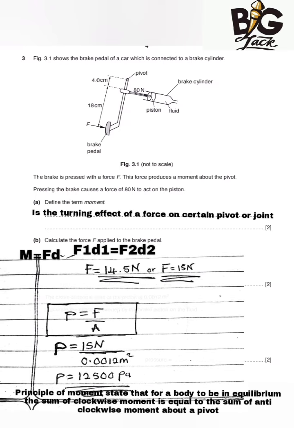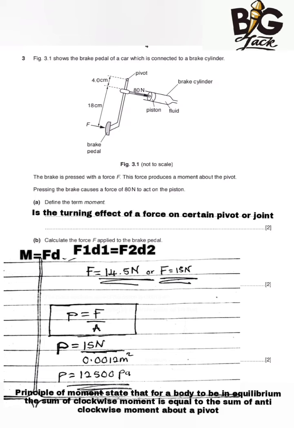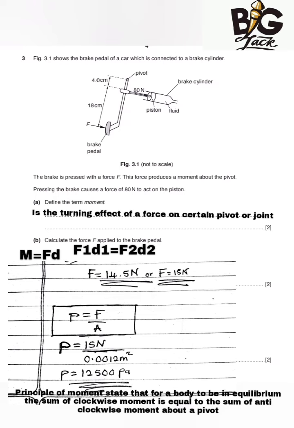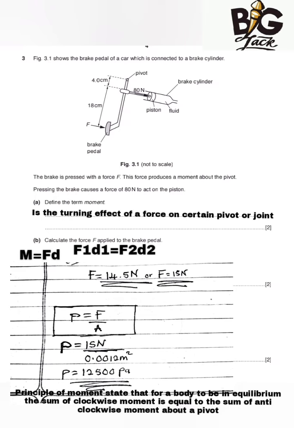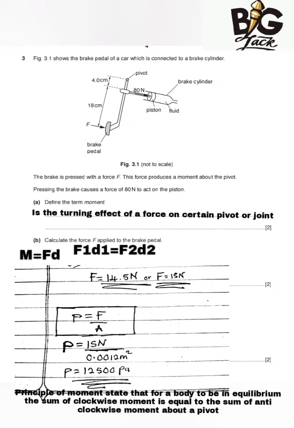In this case, the force that we are going to take is force F, which is 15 newtons. So pressure is equal to force, 15 newtons, divided by area, 0.0012 meters squared. When I divide, I get 12,500 Pascal. So pressure is equal to 12,500 Pa. That was the last one for question 2.